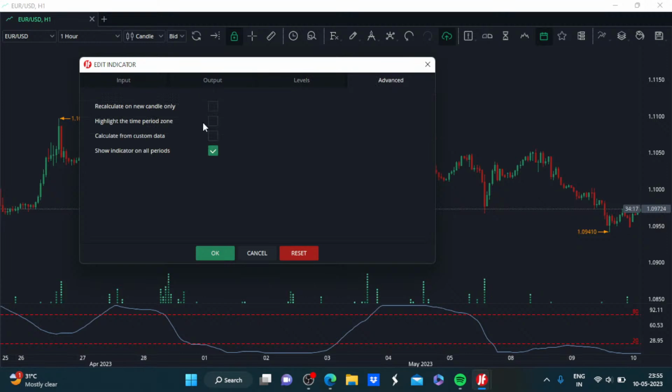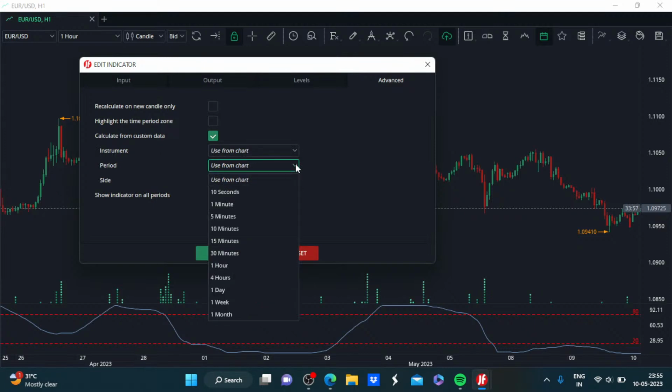Coming to the advanced editing option, we have calculate on new candle only. So this will get your value fixed for the current candle period. Highlight this time period zone, calculate from the custom data. You can customize this calculation. Instrument, candle grade, and side can be varied. Candle grade you can use from the chart, or you can even specify independently of the chart. So all these options are there.